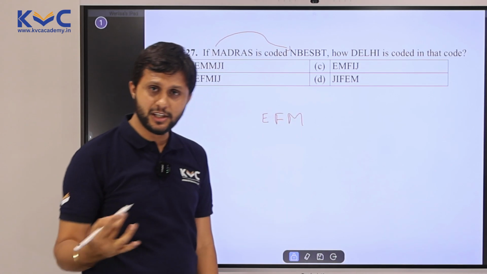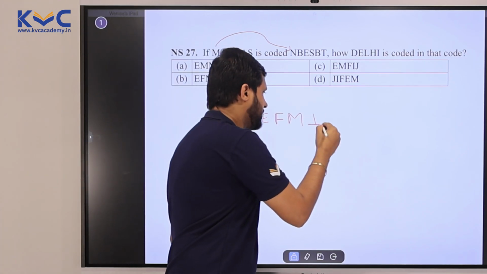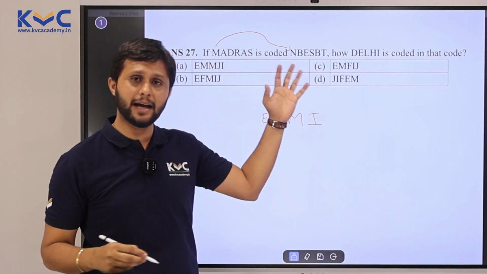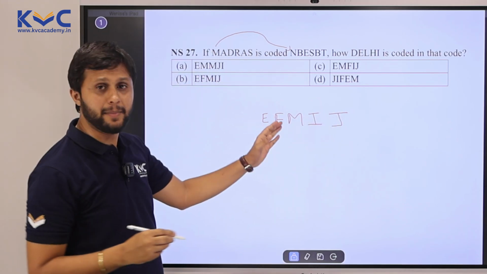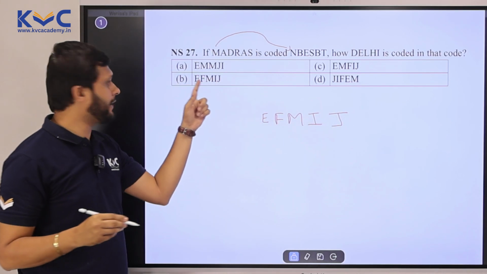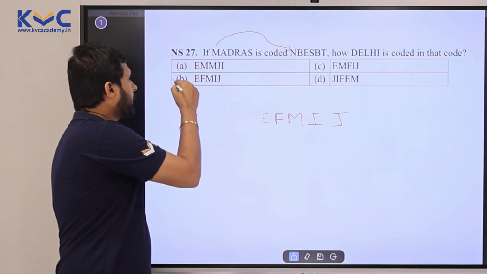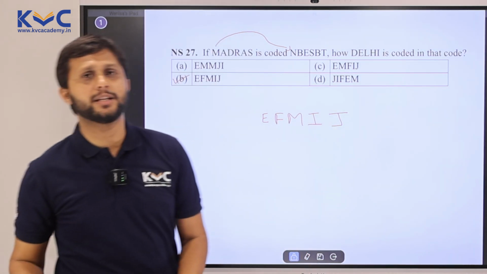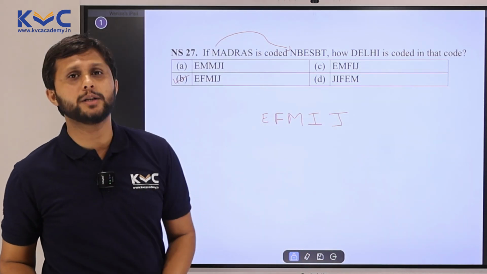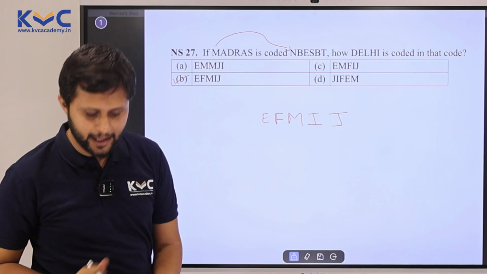Then we have H. H, I, J, K, and then we have I. For I we have J. And where do we see this? E, F, M, I, J. E, F, M, I, J. It is there in option B. Option B is the right answer. Correct? That's question number 27. We'll move on to question number 28.